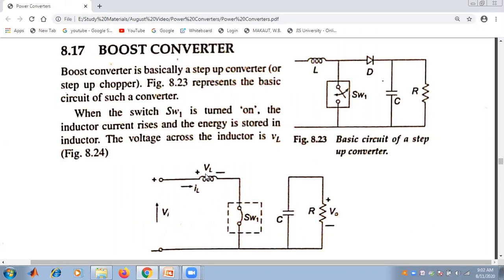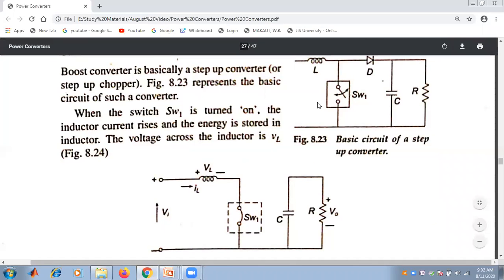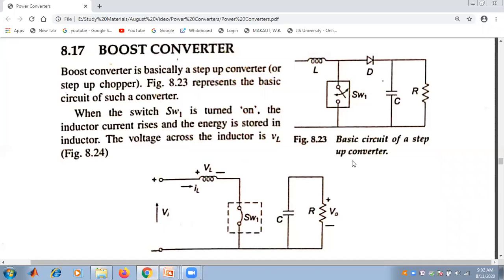A boost converter is basically or generally a step up converter, or we can say the step up chopper. The name boost suggests the conception of stepping up. So the boost converter is basically a step up converter or step up chopper. This is the general presentation, or basic circuit, of the step up converter.